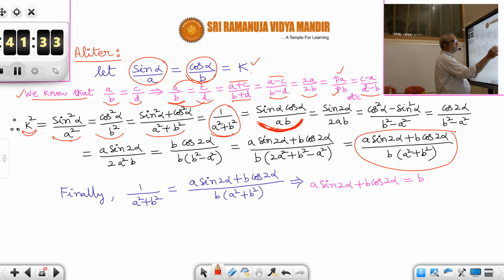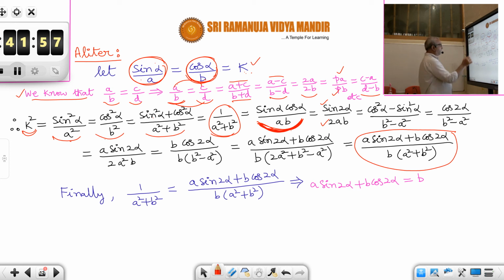This is k into k. For one k I have written sin alpha by a, and for another k I have written cos alpha by b. So I have taken the product. Now I will supply 2. When I find sin alpha cos alpha in the numerator, I will supply 2 so that it becomes sin 2 alpha. Multiply and divide by 2. So the numerator becomes sin 2 alpha, denominator 2ab.